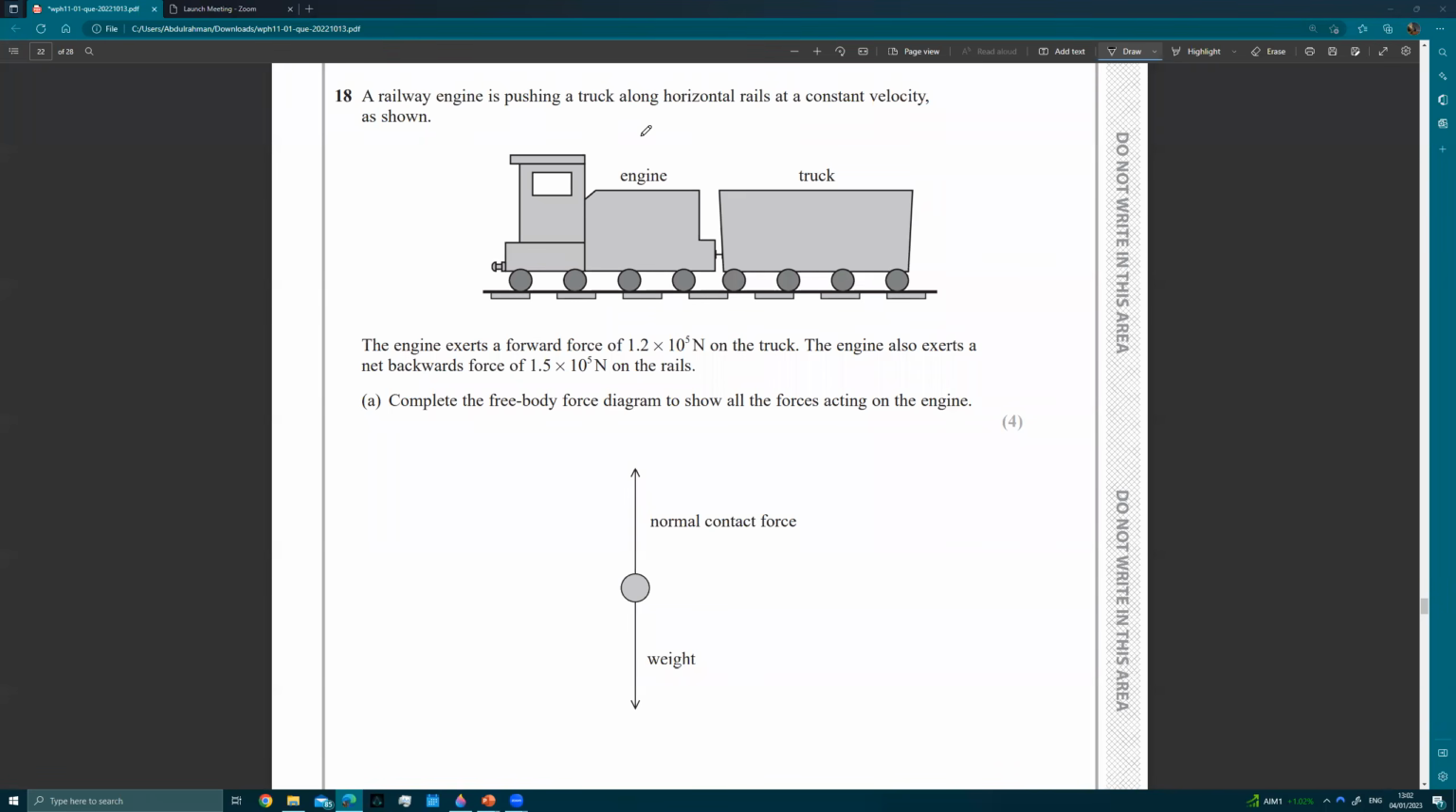Question 18. A railway engine is pushing a truck along horizontal rails at a constant velocity. As shown, the engine exerts a forward force. By the way, it says that the engine is pushing the truck, meaning it's moving in this direction. If the engine was pulling the truck, it would move in this direction. So this is the direction of its velocity.